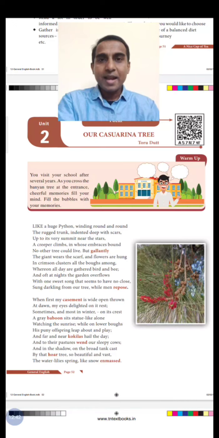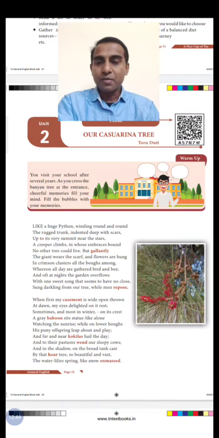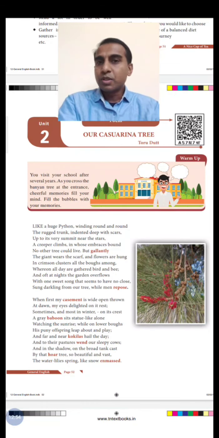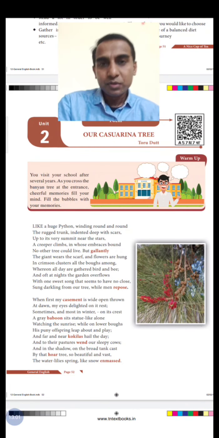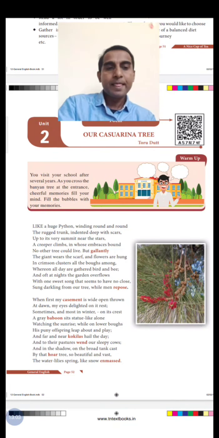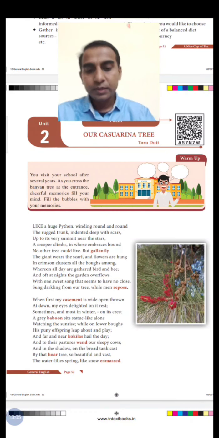And often at night the garden, here meaning the tree, the place where the tree is situated, she can always hear a sweet song sung in the darkling, when it is in the darkness. Usually the birds which sing in the darkness are mentioned as the nightingale, and while all the men are at rest, the birds start to sing. This is the first stanza. Now let's move on to the second stanza.